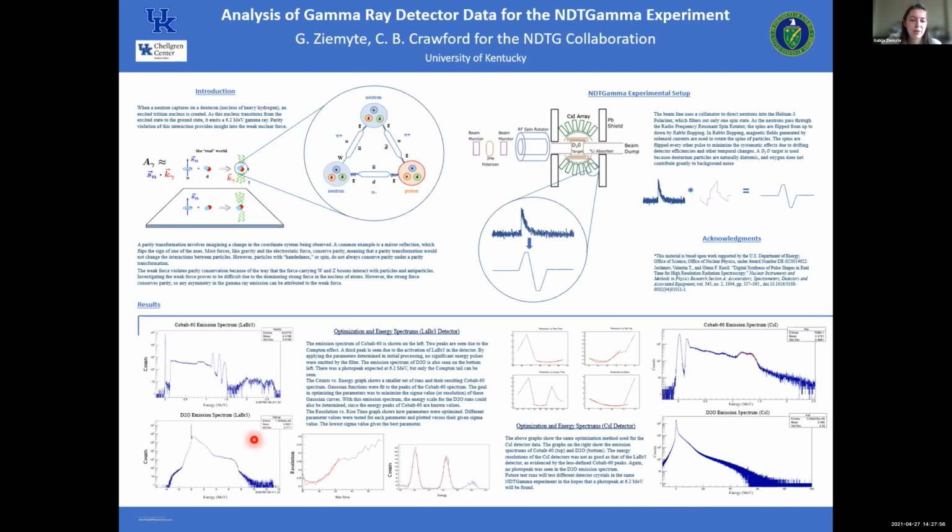And then here we also have the deuterium emission spectrum run through the same optimized trapezoid filter. And over here at 6.2 MeV, we're expecting to see a peak signifying the gamma rays from the deuterium emission, or the tritium emission itself, but instead we just see the Compton tail.